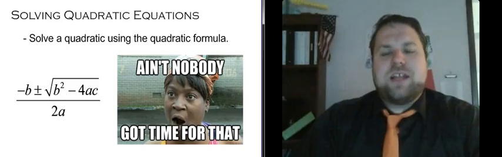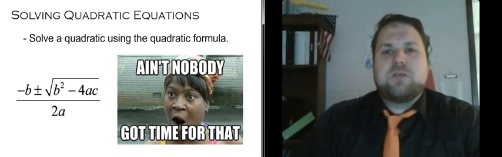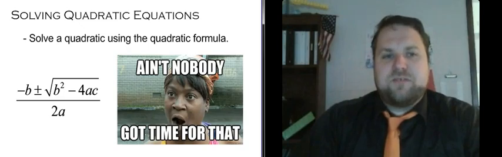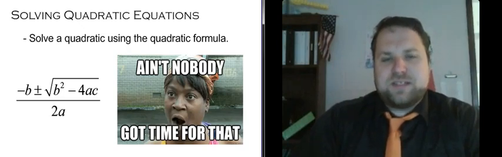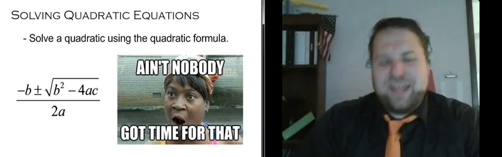In this video, we're finally going to get a way to straight up solve quadratic equations that are in standard form, and we're going to do that by using the quadratic formula, which you see written there in front of you: negative b plus or minus the square root of b squared minus 4ac all over 2a.